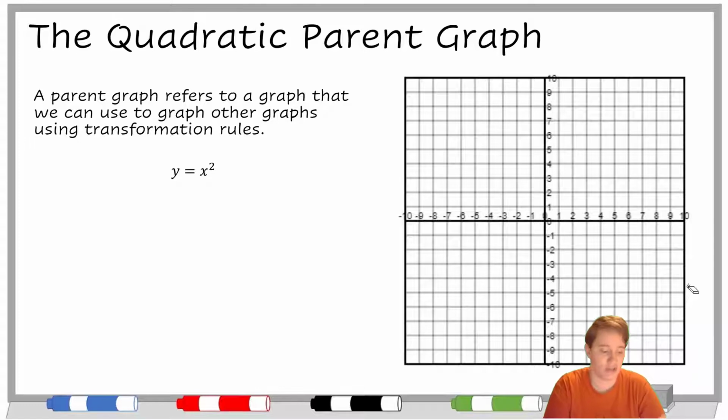So what we have is this idea of parent graphs. This is very similar to thinking about parents and children and how they're related to each other. I mean, not exactly the same, obviously, but we think of the parent graph of these different types of functions as what it looks like when I haven't done anything to it, when there are no extra numbers. It's just the simplest that function can be. So for us, with our quadratic equations, that would be just having y equals x squared.